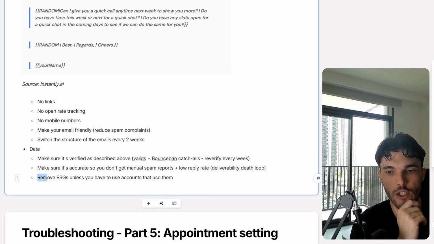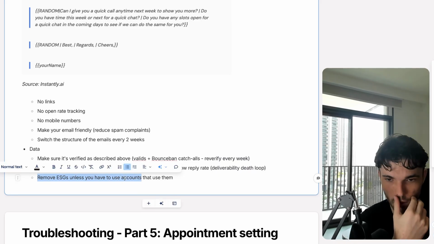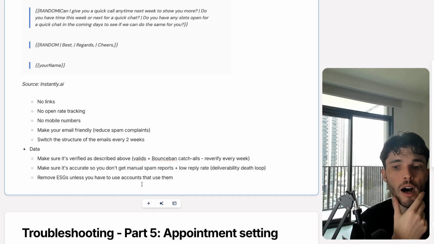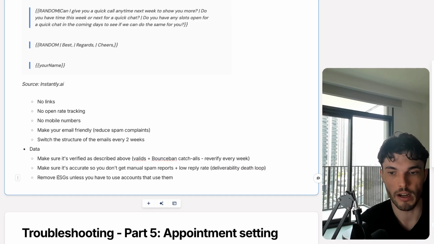Also, what I'd recommend is to remove ESGs unless you have a good reason to use them, or you have a specific set of accounts that you want to use to target people using ESGs.